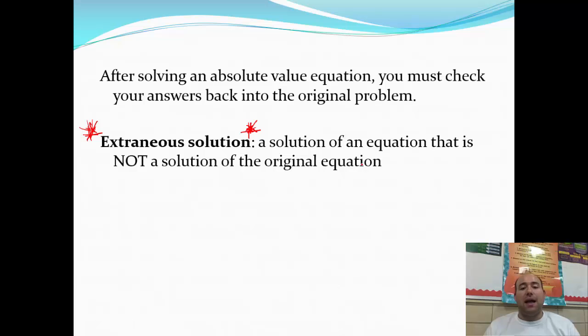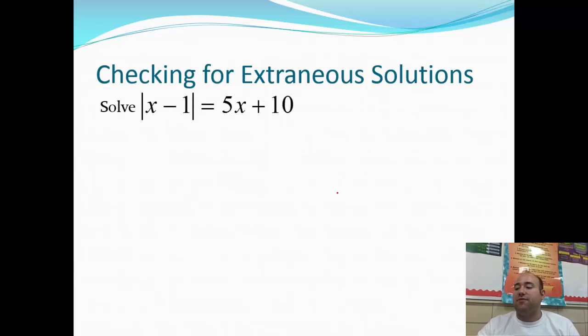And the reason why that happens sometimes is because we have to take that little liberty of dropping the absolute value bar. So we're actually changing the problem into something that wasn't originally given to us. So we have to make sure that it works for both equations, with and without the absolute value bar. So here's an example of that. The absolute value of x minus 1 equals 5x plus 10. Our absolute value is already isolated, so we can jump right into writing our two equations.